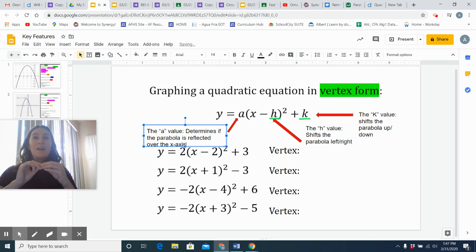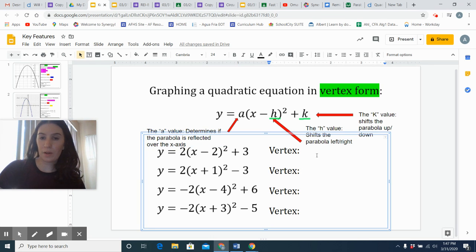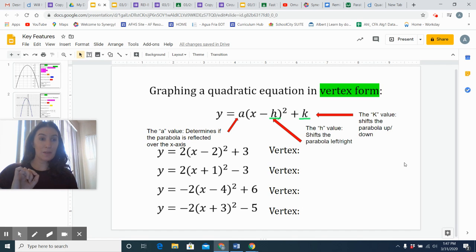So if it's -2, for instance, that would mean that the parabola is flipped down. It is reflected over the x-axis. Okay, hopefully that sort of makes sense. You might want to pause. And again, when we do the activity, it's going to become clearer. But let's go through a few of these examples.